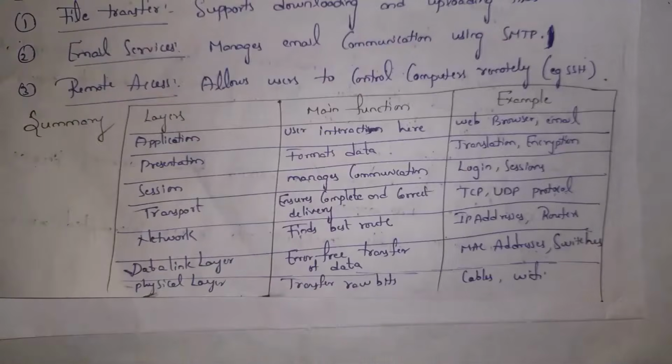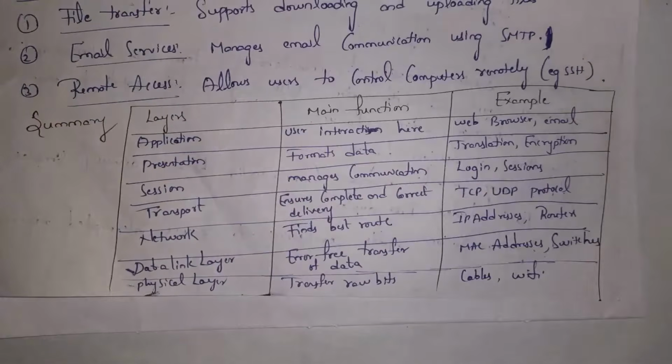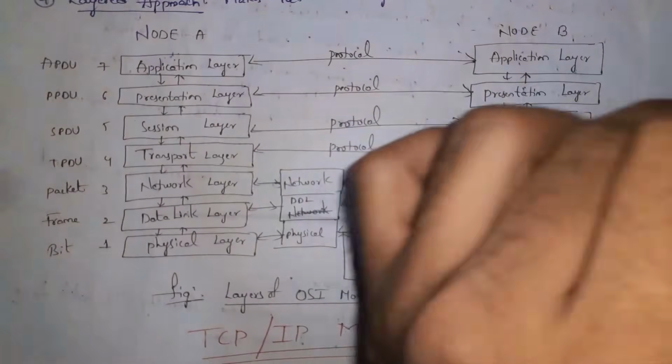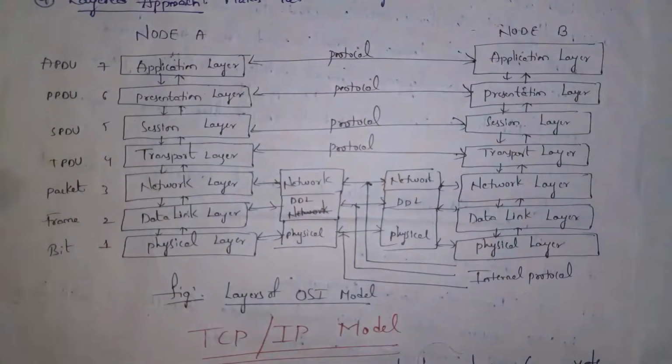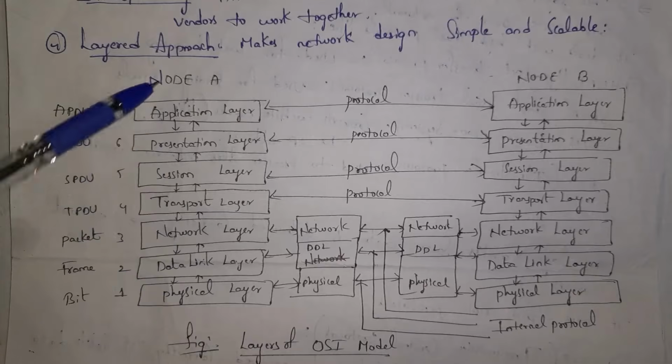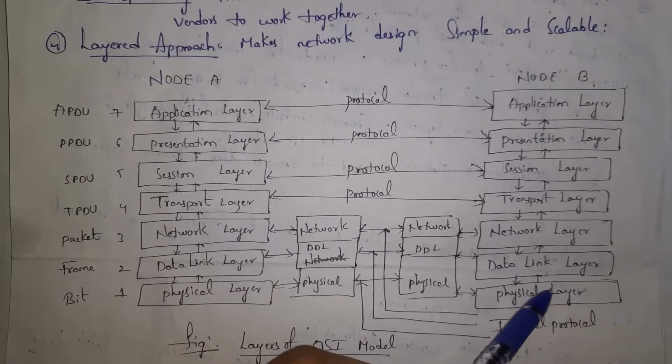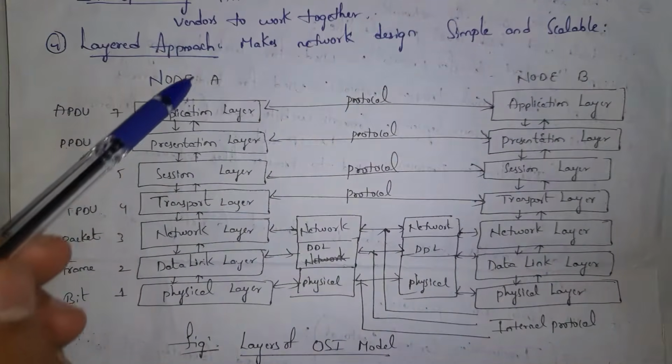This is the complete summary of the various layers. This is the structure of the OSI model. Node A is nothing but the sender and node B is the receiver. Nodes are nothing but computers. So from the sender side, data will start from top to bottom, and on the receiver side, data will reach from bottom to top. So data will flow in this direction.